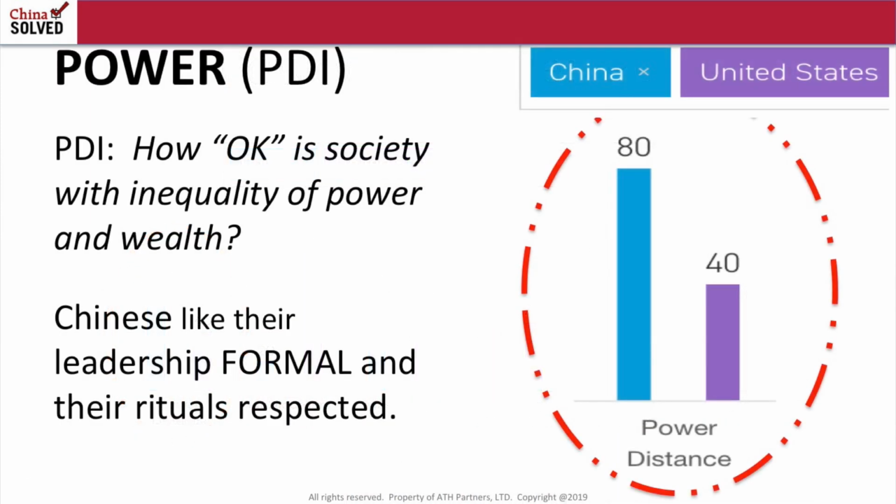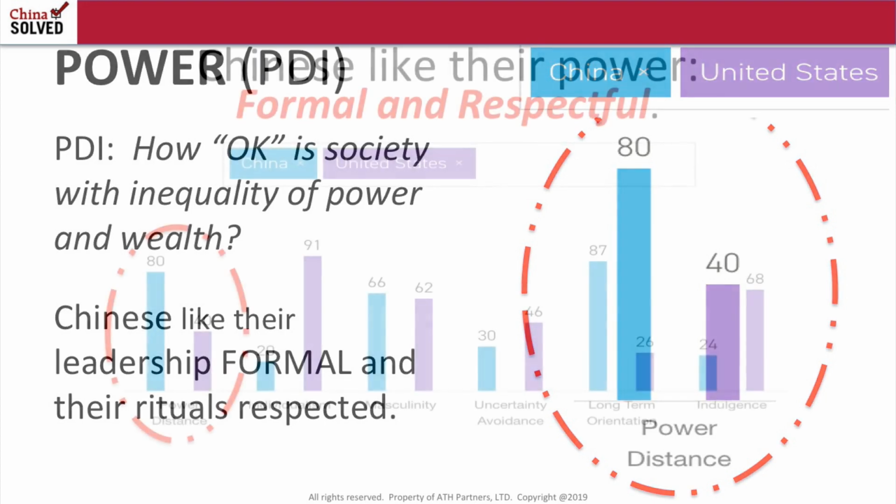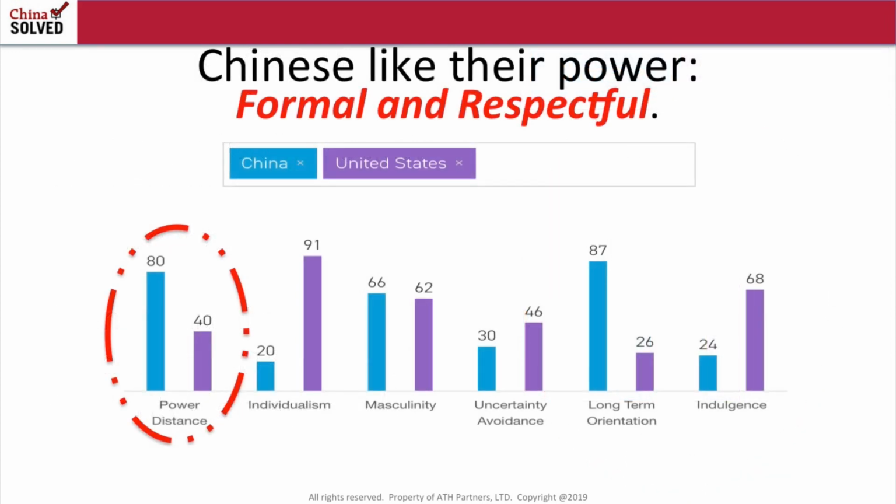And PDI asks the question, or answers the question, how okay is it with this society that power and wealth and privilege are distributed unequally? And China is pretty okay with that. China has a high score for power distance. The United States is low to middling. And one of the ways this manifests is that Chinese people like their power structures formal and respectful and predictable. That's part of their deal.